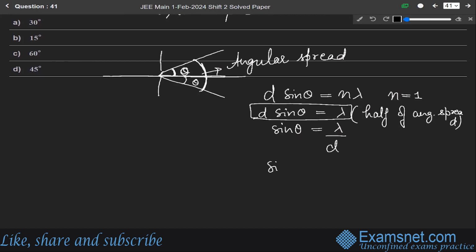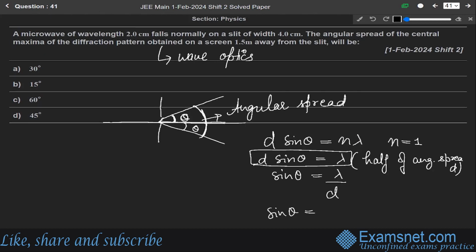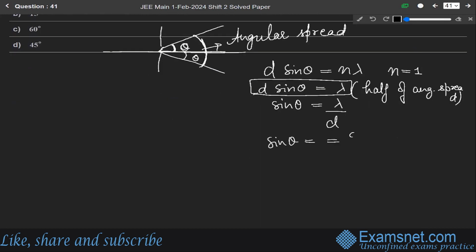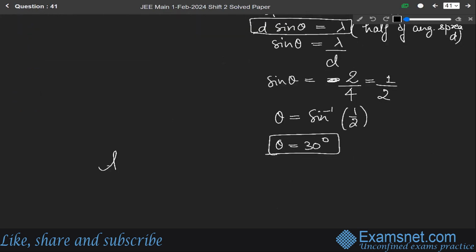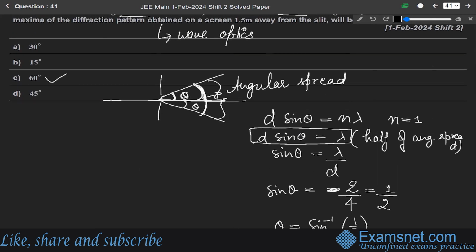So from here, sine theta will be lambda over d. Lambda is given as 2 centimeter and width is 4 centimeter. So lambda is 2 and width is 4, so it will be equal to 1 over 2. So theta will be equal to sine inverse 1 by 2, and sine inverse 1 by 2 is 30 degree. So this theta angle is this half one. We have to find the whole, so multiply this theta with 2. So the angular spread is equal to 60 degree. This is our final answer. So the correct option is option C.